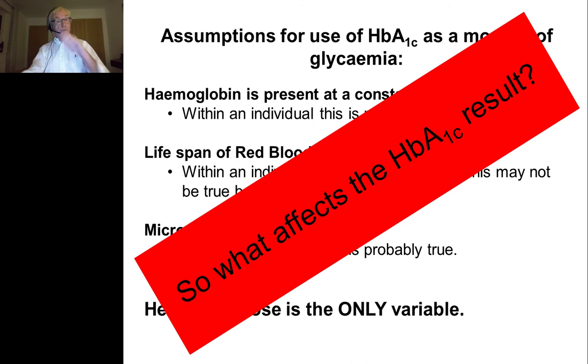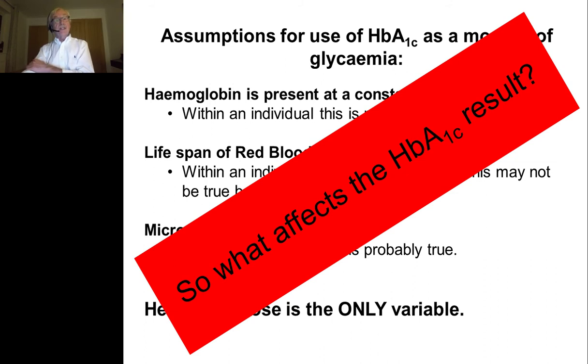So what assumptions do we have to use if we're going to assume that hemoglobin A1c is a monitor of glycemia? We have to assume that hemoglobin is present at a constant concentration. We have to assume that the lifespan of the red cell is a constant. We have to assume that microenvironment is a constant. Now, this may be true in individuals, but may not be true in the population as a whole. But only if these are constant does glucose become the only variable and hemoglobin A1c represent glycemia.